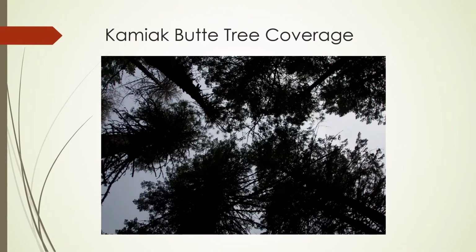Tree coverage on Kamiak Butte is somewhat unique, given its divided nature. The tree coverage on the north aspect of Kamiak Butte is quite distinct from the south aspect of Kamiak Butte. On the north side, there are 3 different species of tree present, with varying levels of presence between them. These are the Douglas fir, the ponderosa pine, and the western larch.